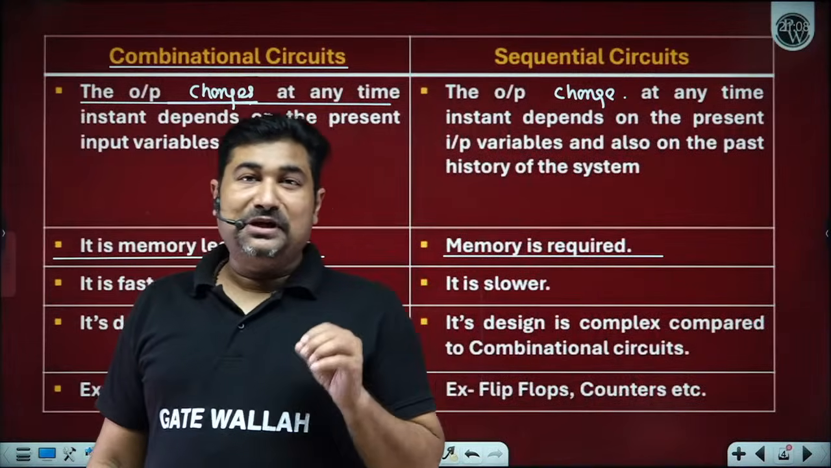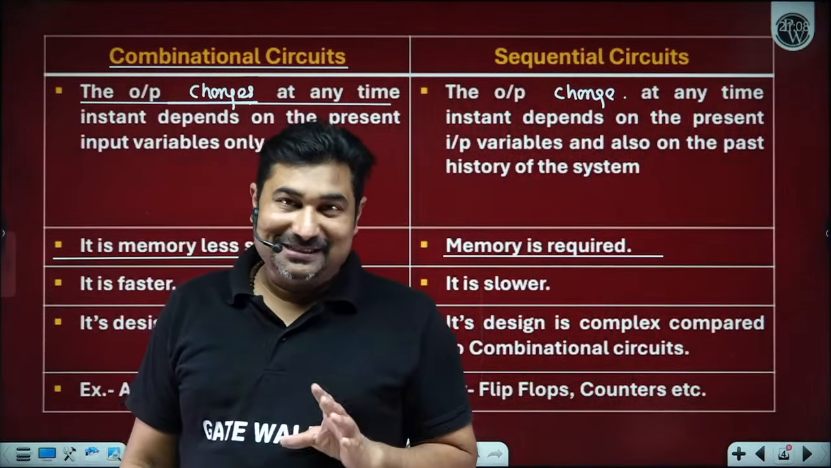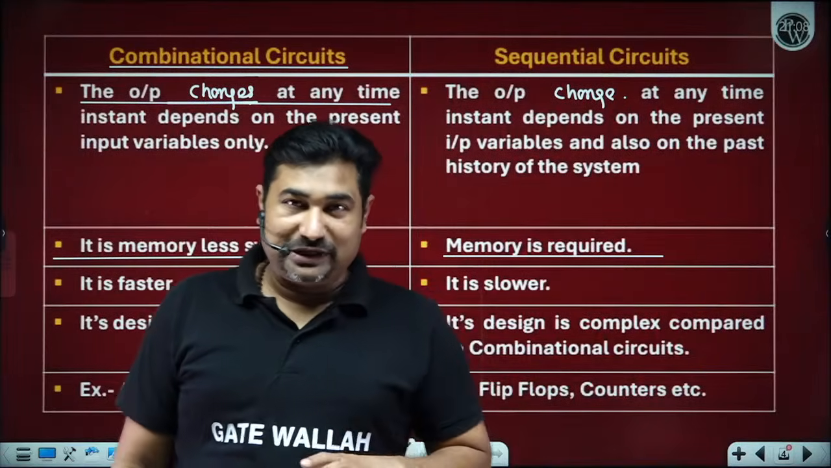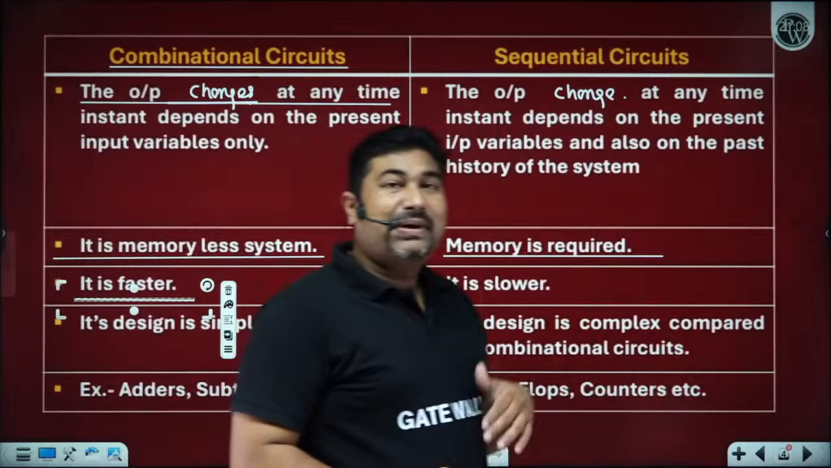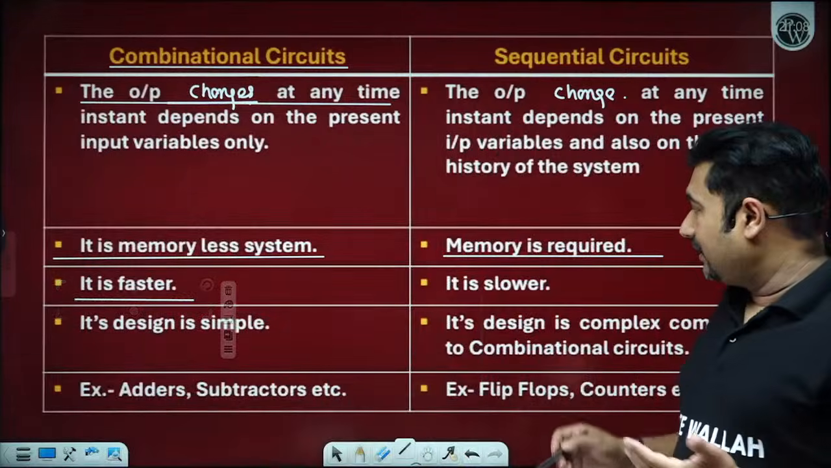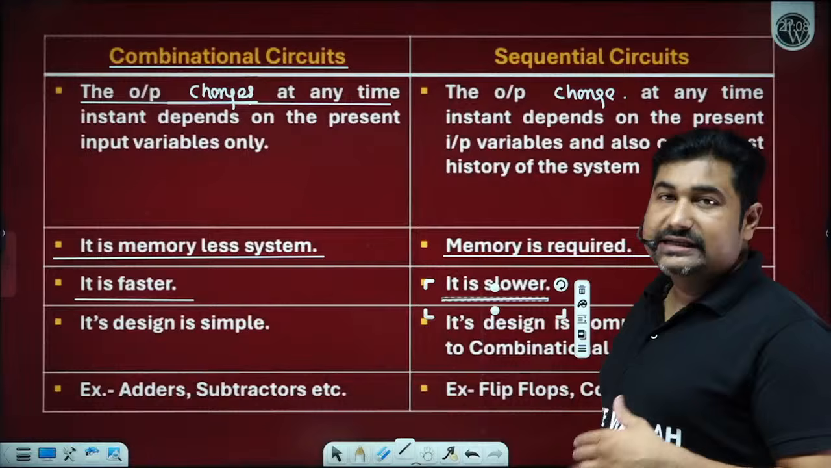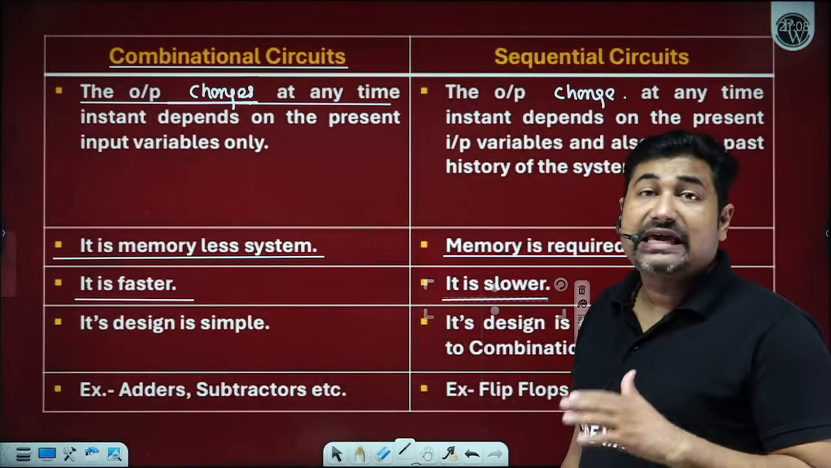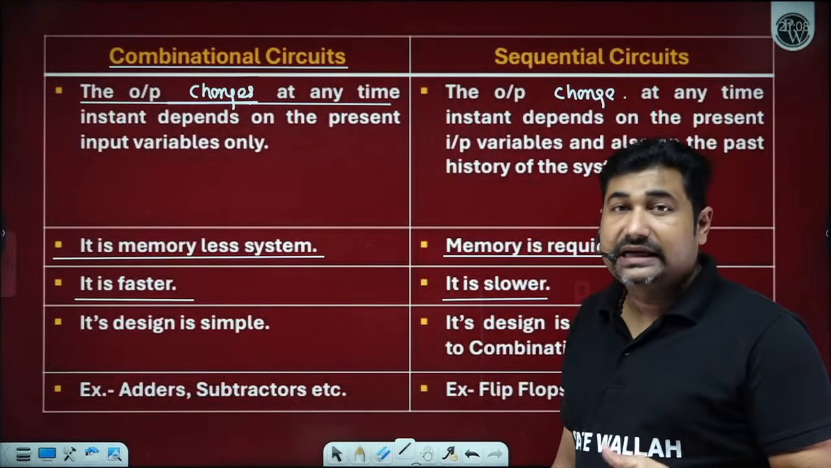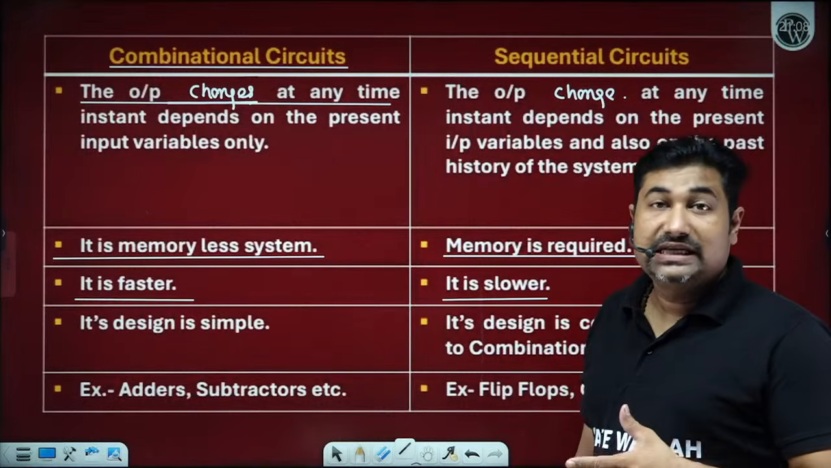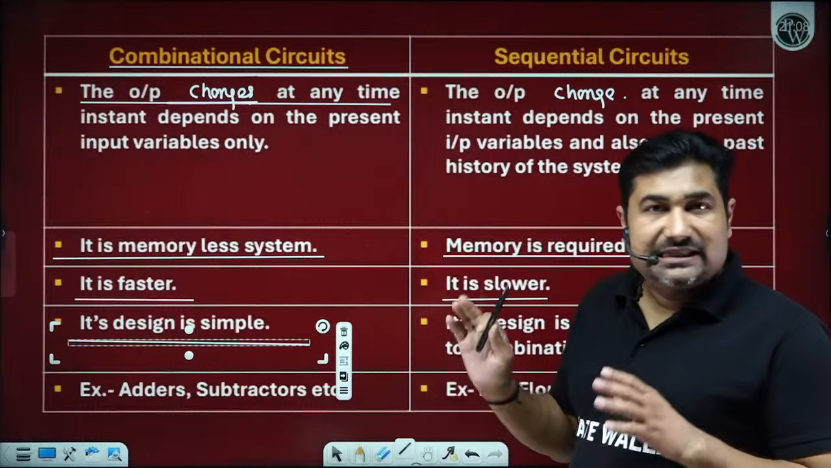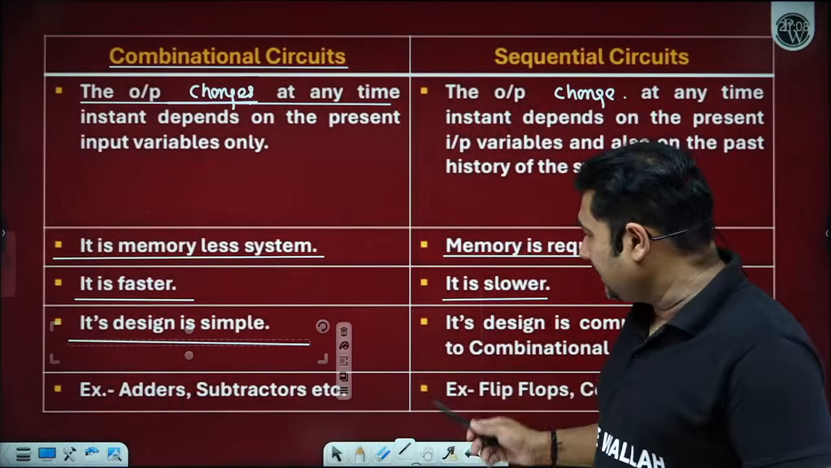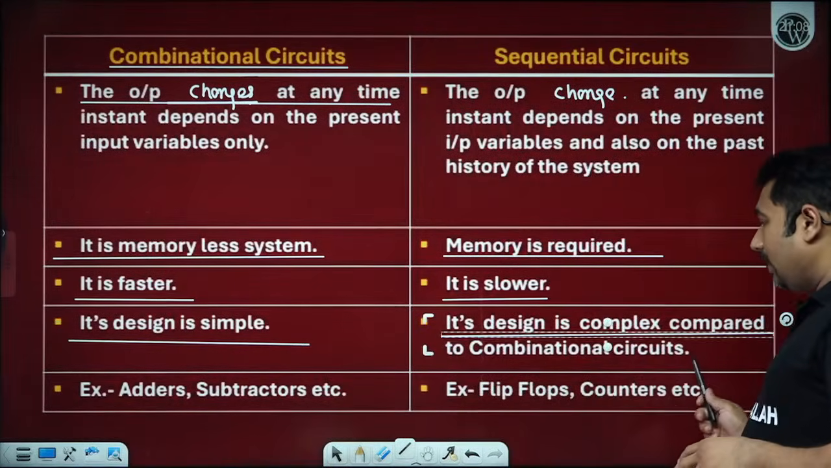So that memory element is a latch. We are going to discuss the latch today. Next, combinational circuits are comparatively faster than sequential circuits, and the reason behind this is that there is no feedback involved in a combinational circuit. However, feedback is involved in a sequential circuit. Design is very simple for a combinational circuit. Comparatively, the design of a sequential circuit is complex.